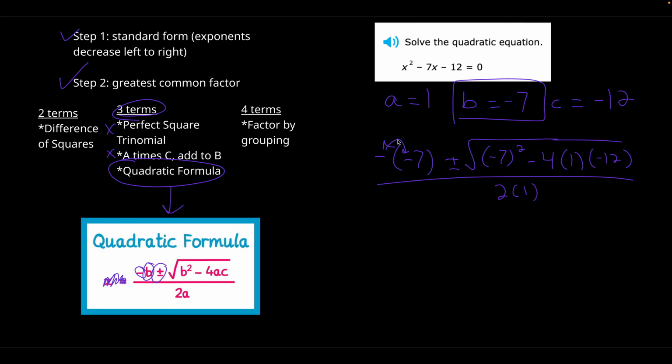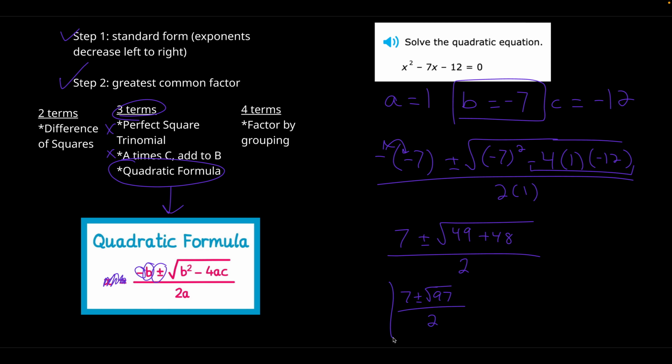I see this minus minus, that just means positive 7, plus or minus, square root of negative 7 squared is 49. And then for this, I'm doing negative 4 times 1 times negative 12, which will give me plus or positive 48, all divided by 2. We can now do 49 plus 48, which will give us 97. So we have 7 plus minus the square root of 97 divided by 2. This radical, square root of 97, cannot be simplified, cannot be broken down in any way.